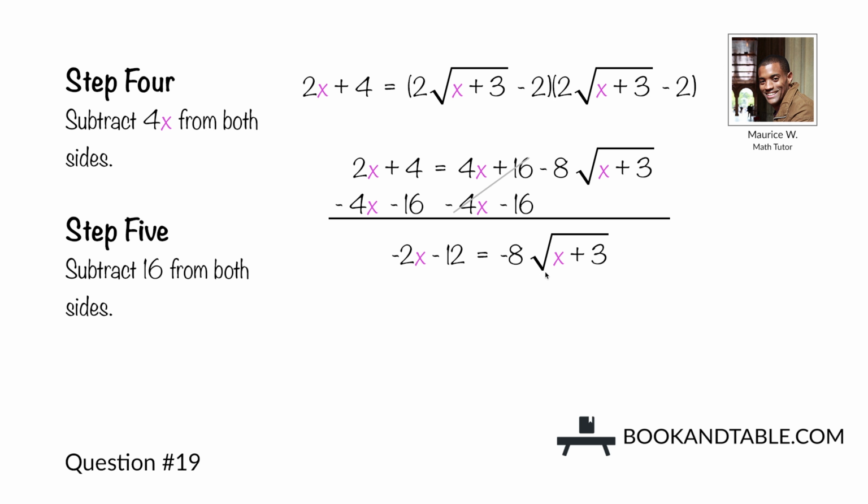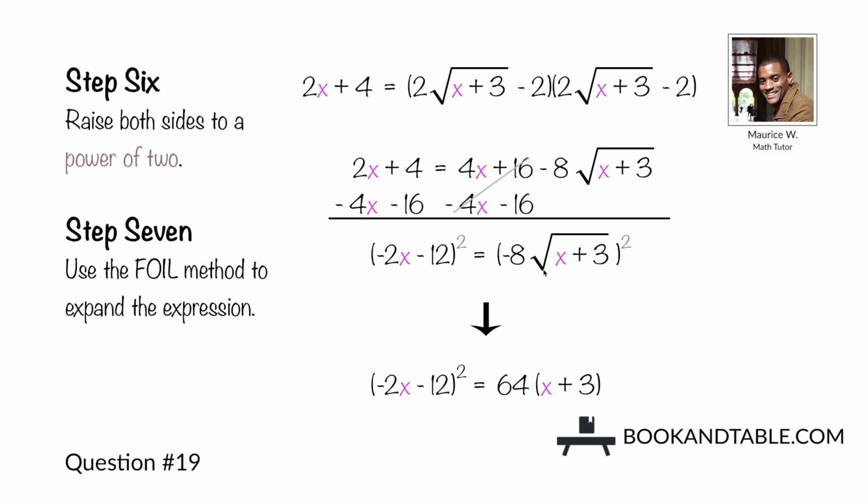And now we can eliminate this radical by raising both sides to a power of 2, giving us negative 2x minus 12 squared on one side, and negative 8 squared, which is 64, times radical x plus 3 squared, which is x plus 3. Distribute the 64 to the x and to the 3, giving us 64x plus 192.